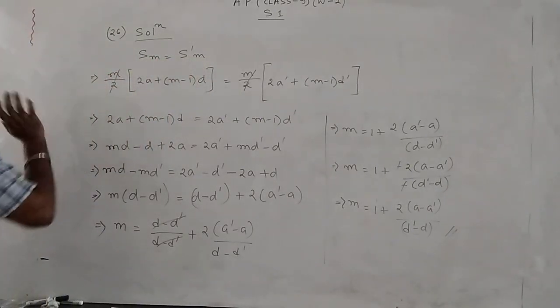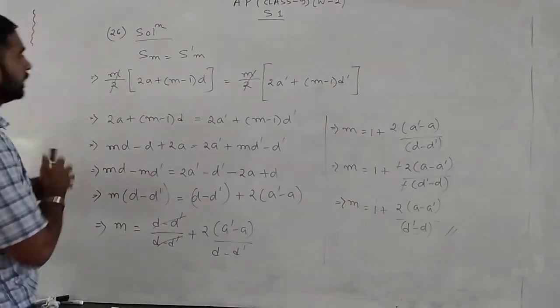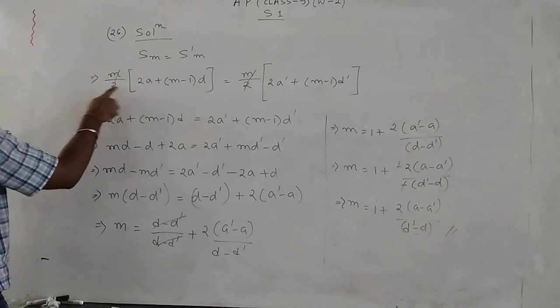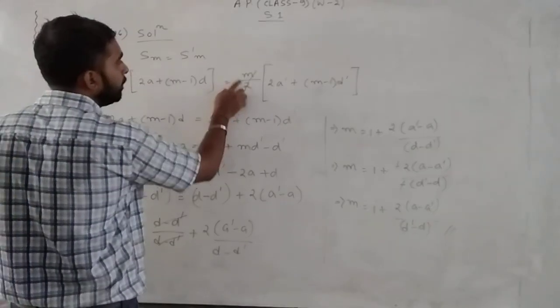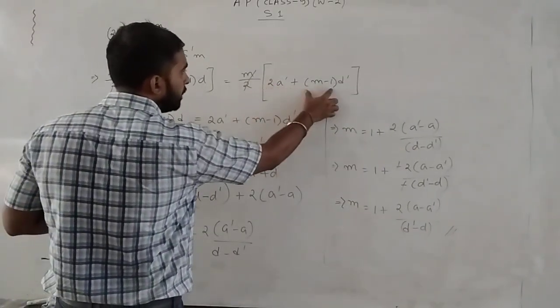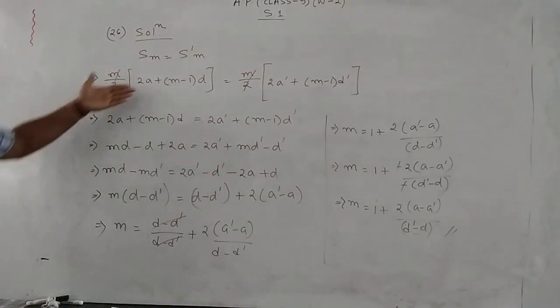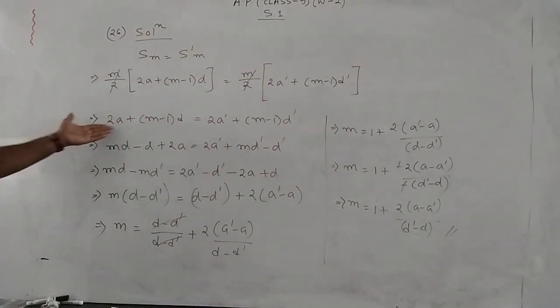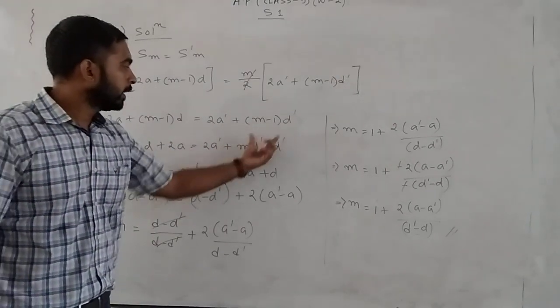That's why m remains m. The change will be what? In the first term and the common difference. So S m equal to m by 2 twice A plus m minus 1 D equal m by 2, here the first term will be A dash, so twice A dash plus m minus 1 D dash. Both side m by 2 cancel. The next remains same. Then I multiply them, twice A, remove the bracket, twice A dash, remove the bracket.